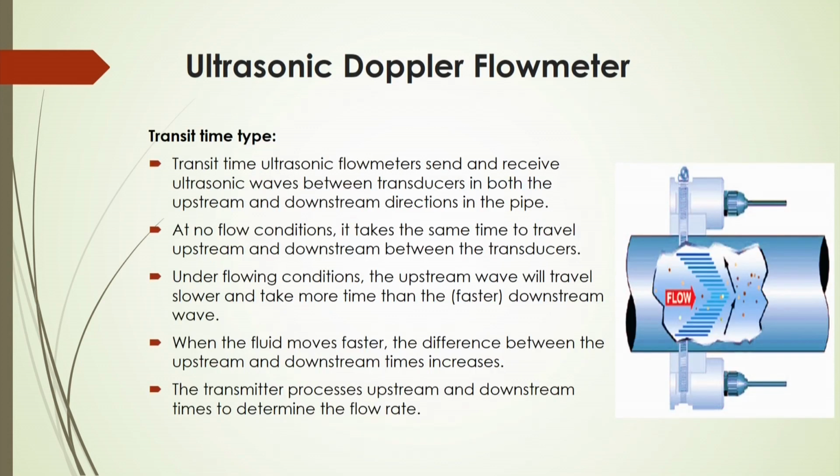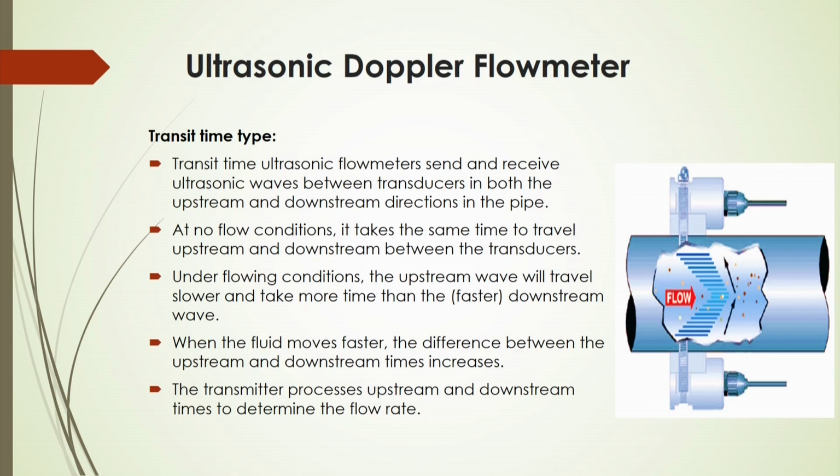Another important type is the transit time type. In this case, the device sends and receives ultrasonic waves between the transducers in both the upstream and downstream directions in the pipe. Under no flow conditions, it takes the same time to travel upstream and downstream between the transducers. Here two transducers will be placed.